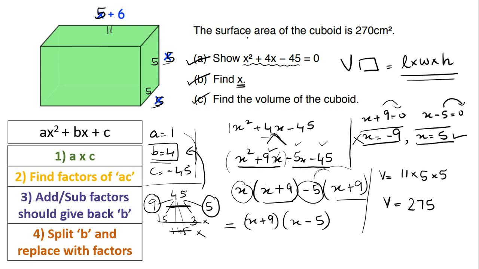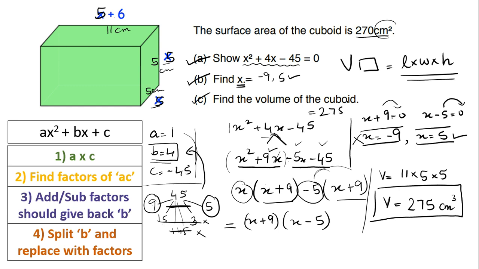And what is the unit that we gotta use? They already mentioned earlier for the surface area that it's centimeters squared, which means this was 11 centimeter, 5 centimeter, and another 5 centimeter. So centimeter times centimeter times centimeter is the volume, which means it is a centimeter cubed. Therefore, the volume of my cuboid is 275 cubic centimeter. That is it. I got my x as negative 9 or positive 5. I'm going to use this positive 5 and figure out my volume, and my volume is now 275.